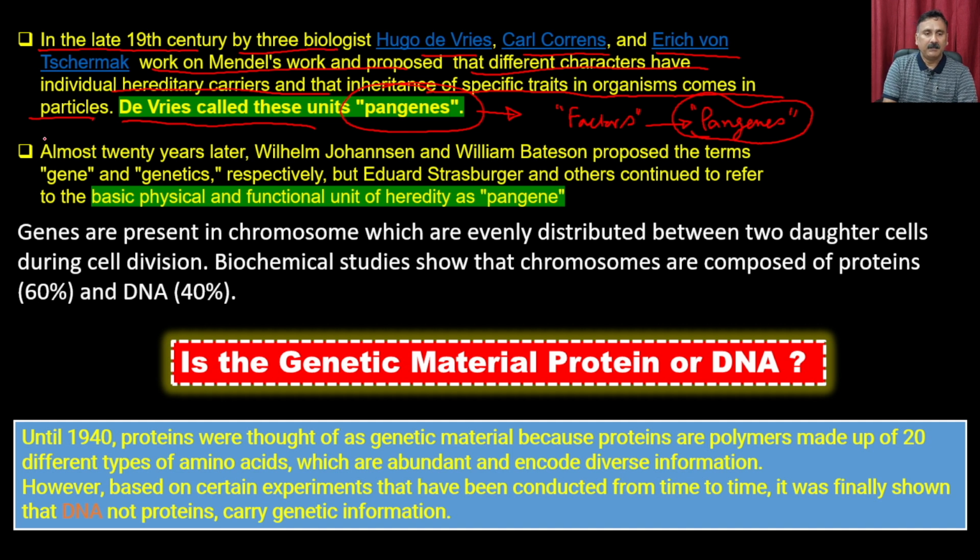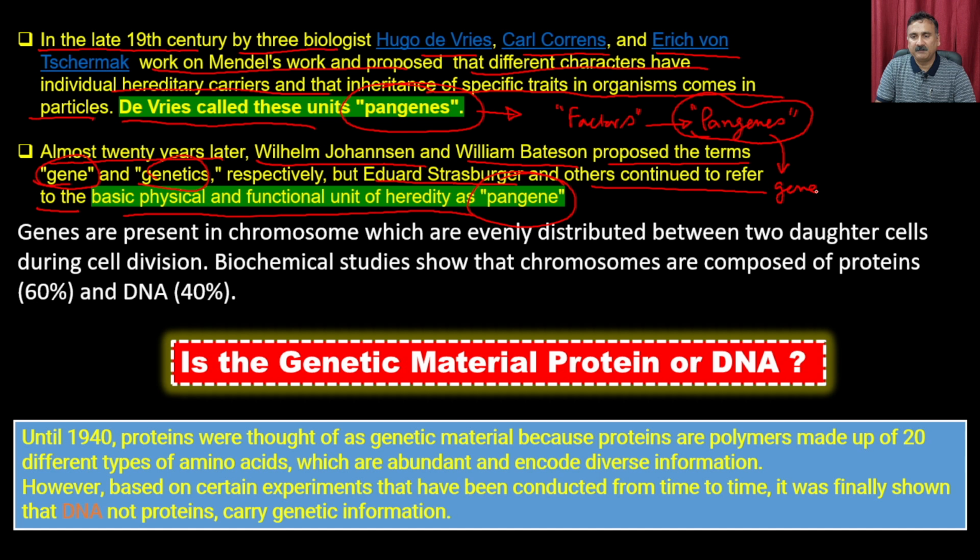But almost 20 years later, William Johannsen and William Bateson proposed the terms gene and genetics respectively, but Edward Strasburger and others continued to refer to the basic physical and functional unit of heredity as the pangene. So basically from the pangene it becomes gene, and the gene was considered to be the responsible factor, right?